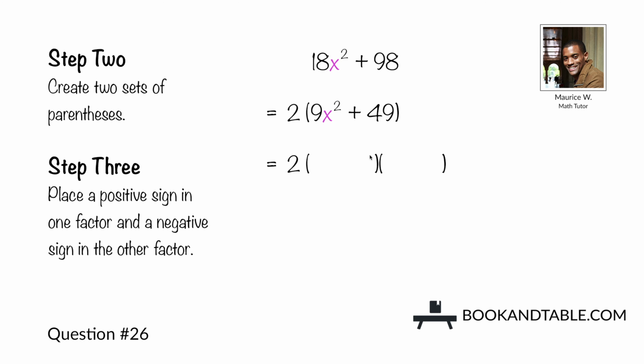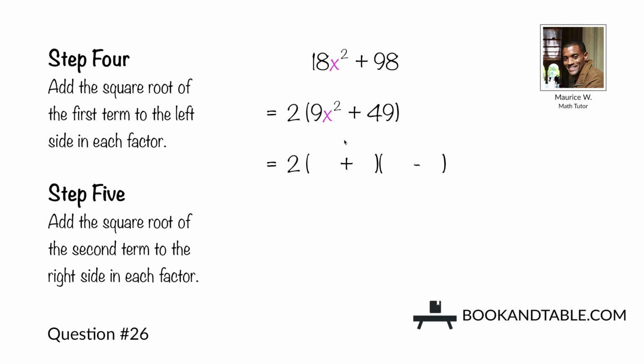So step 2, we create two sets of parentheses where our factors will go. And step 3, place a positive sign in one factor and a negative sign in the other factor. And now step 4, we'll add the square root of the first term, 9x squared, to the left side in each factor, giving us the square root of 9, which is 3, and the square root of x squared, which is x. So we have 3x as the first part of each factor here and here.